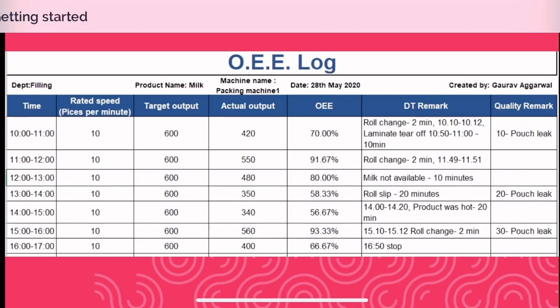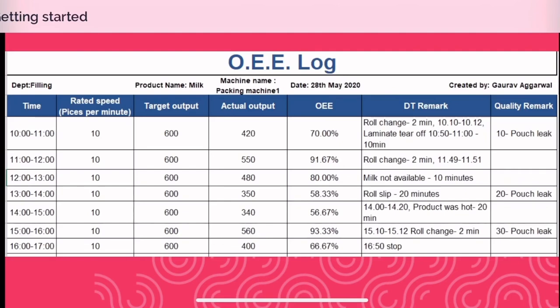Now we can see that in the time column we have mentioned that we have collected the data on an hourly basis, and the rated speed of the machine we have considered is 10 pouches per minute, or 10 pieces per minute. Then the target output will be 10 pieces into 60 minutes in 1 hour, so 600 pieces is the target output, and the actual output delivered by the machine at the end of the line is 420 pieces. So the OEE will be 420 divided by 600, that is 70%.